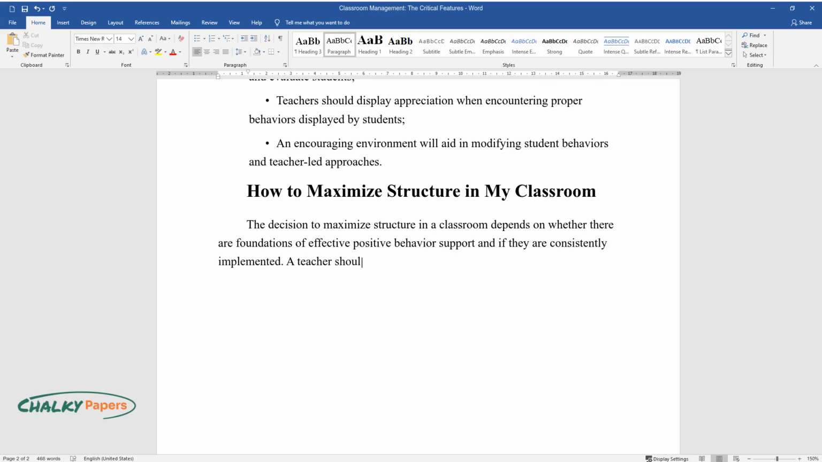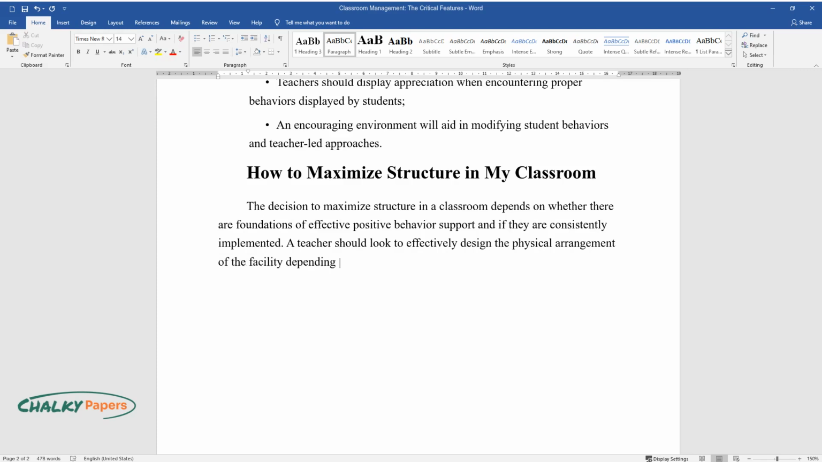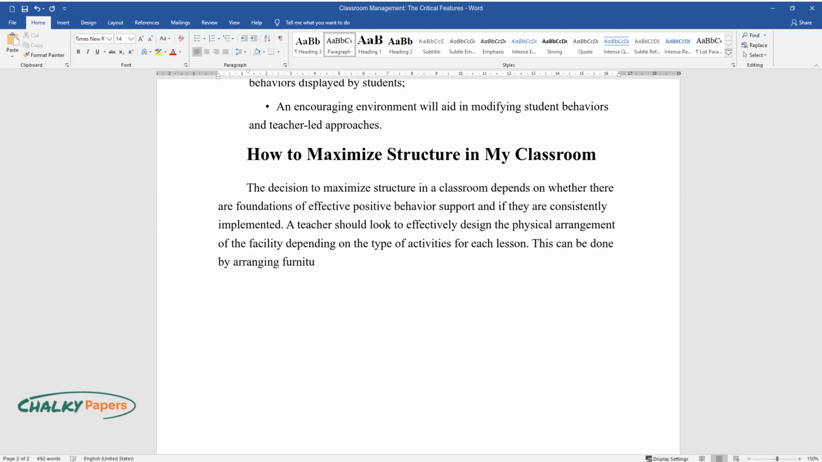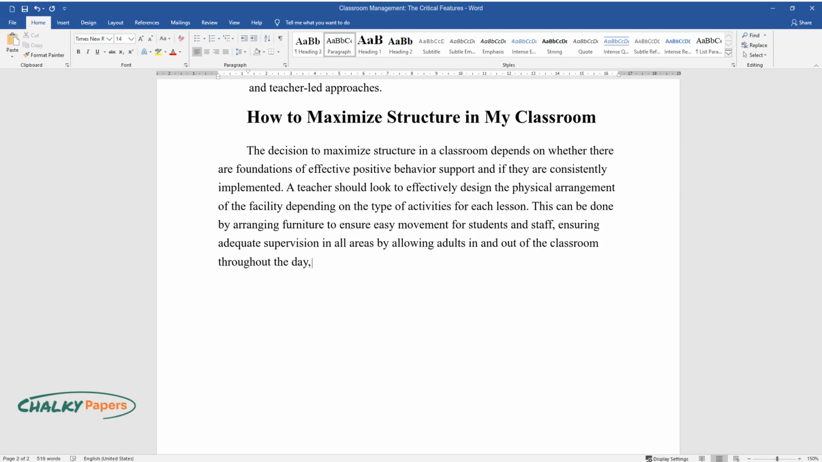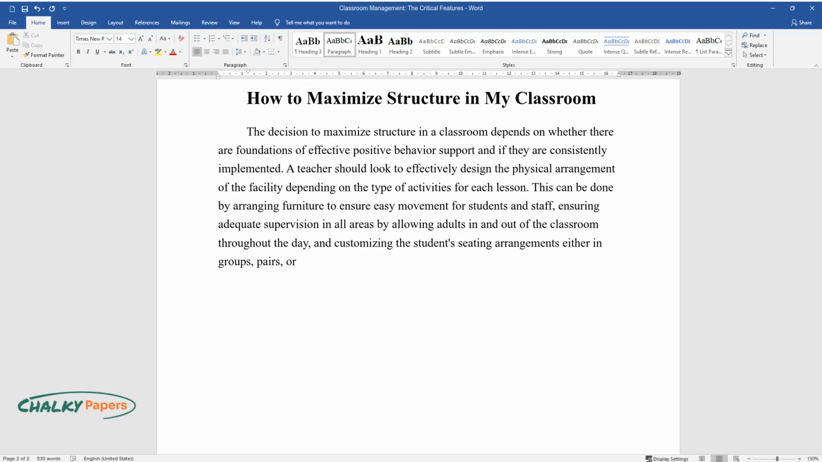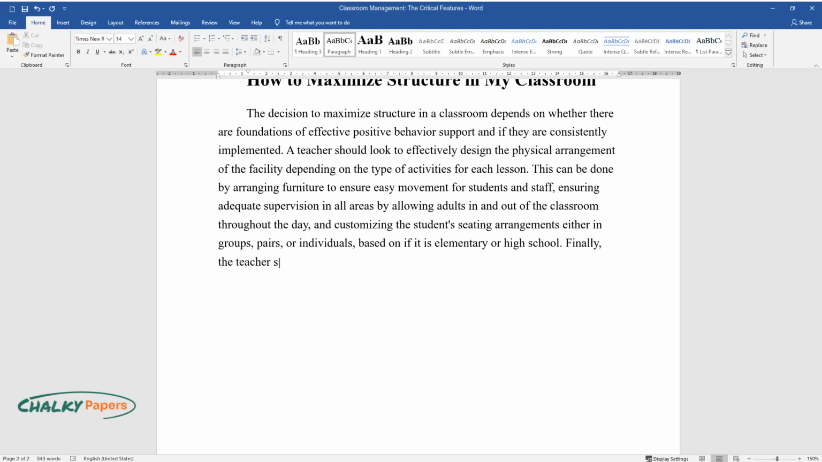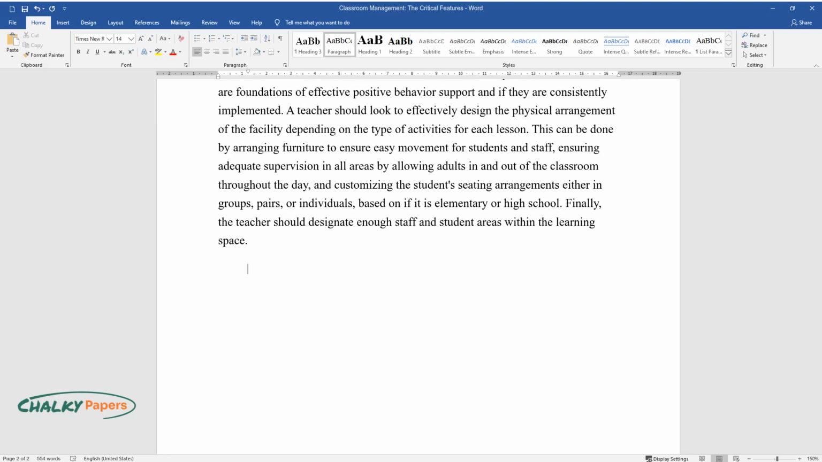A teacher should look to effectively design the physical arrangement of the facility depending on the type of activities for each lesson. This can be done by arranging furniture to ensure easy movement for students and staff, ensuring adequate supervision in all areas by allowing adults in and out of the classroom throughout the day, and customizing the students' seating arrangements either in groups, pairs, or individuals, based on if it is elementary or high school. Finally, the teacher should designate enough staff and student areas within the learning space.